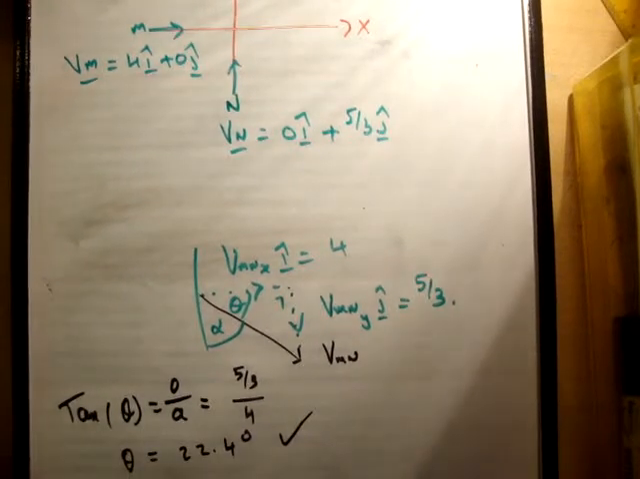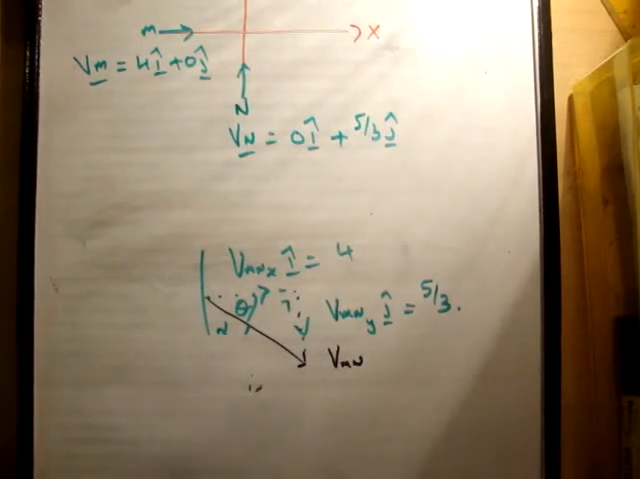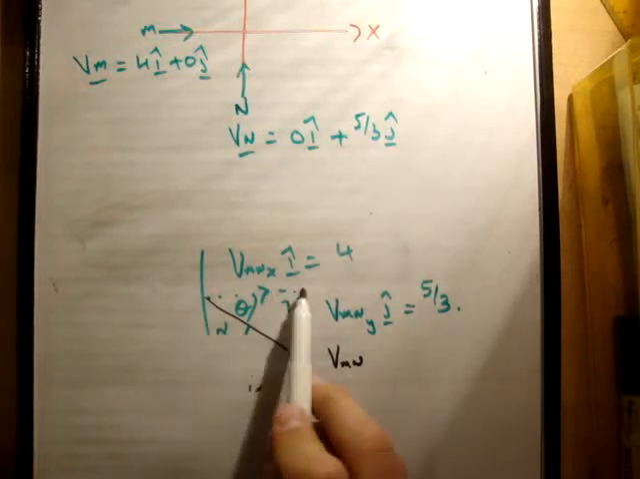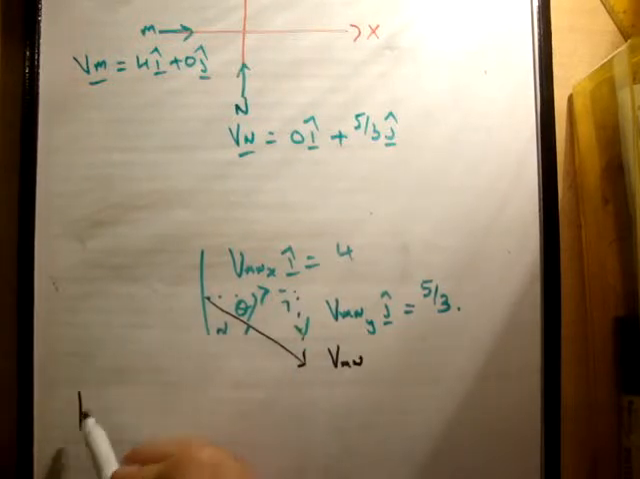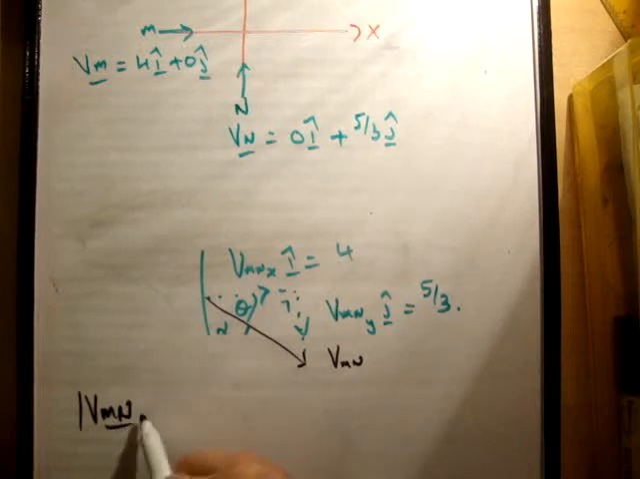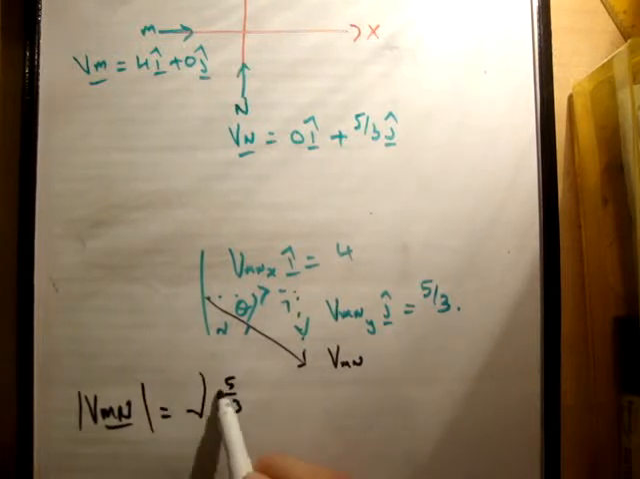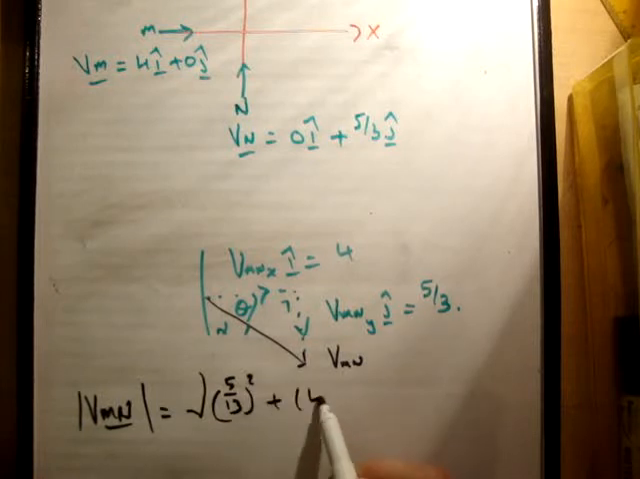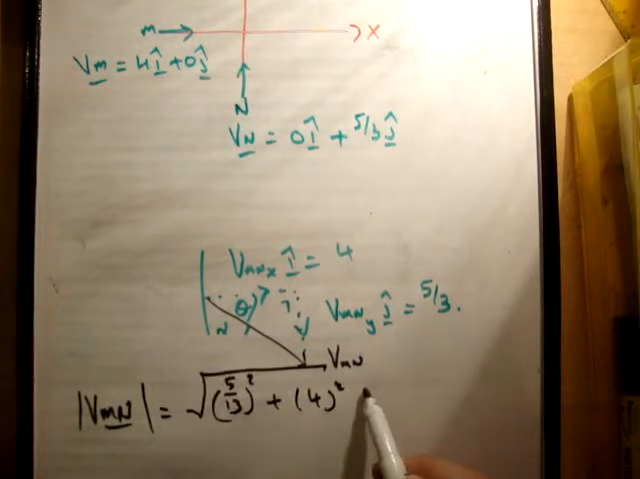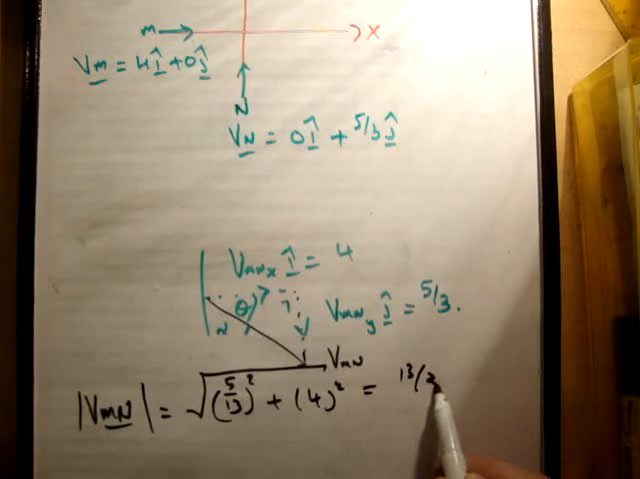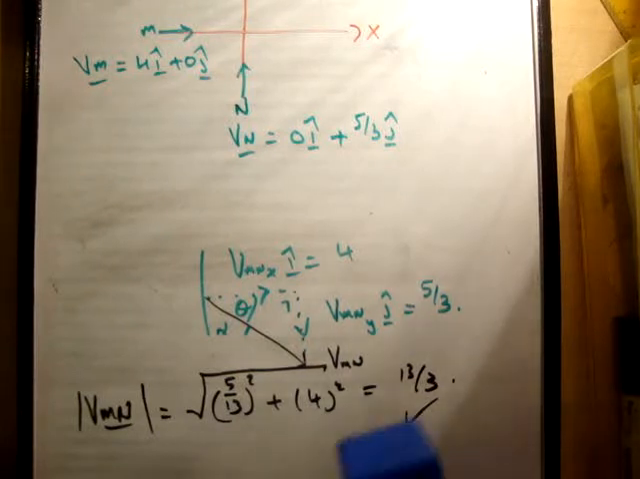Sorry about that, you couldn't see that there. Now the next thing we need to do is get the magnitude of this vector, and that is very straightforward. It makes a right triangle here, so the magnitude of the vector is just Pythagoras' theorem. So you just get the square root of (5 over 3) squared plus 4 squared, and you root that. And you're going to get an answer of 13 over 3, which is also correct. So that's the first part done, and I wanted to do that pretty quickly.